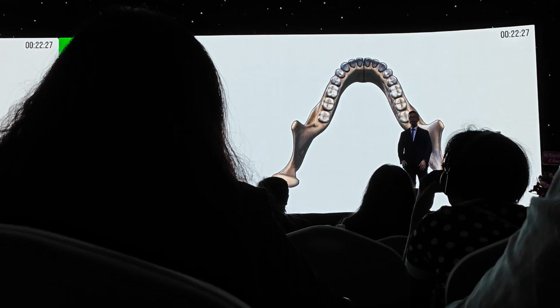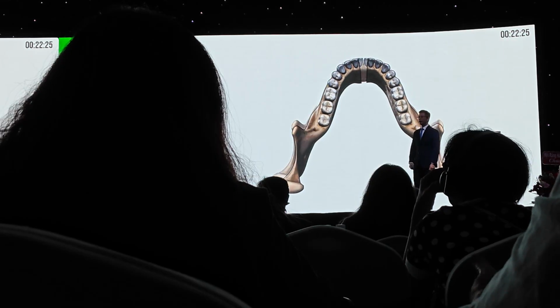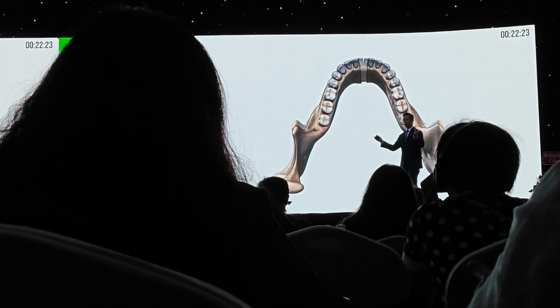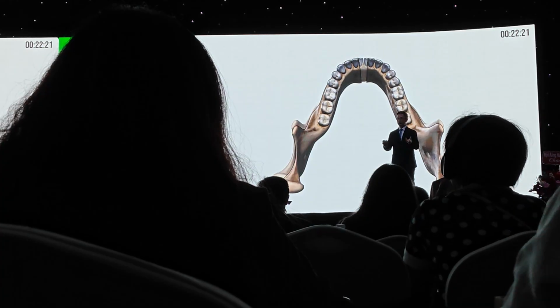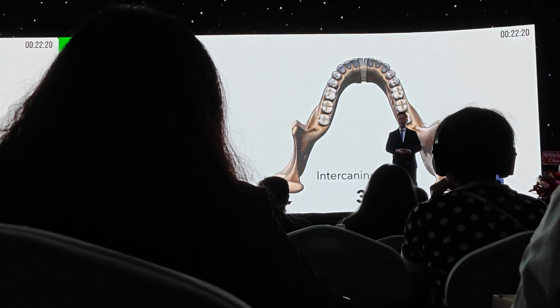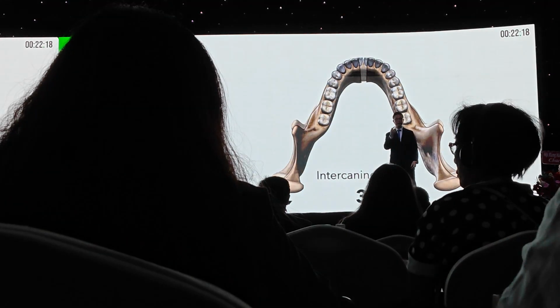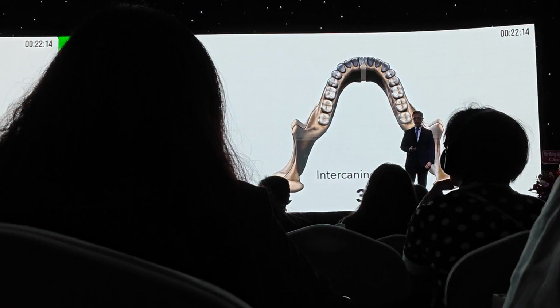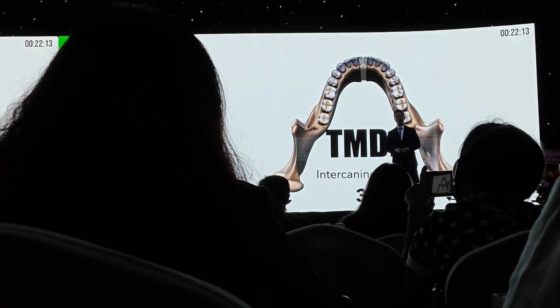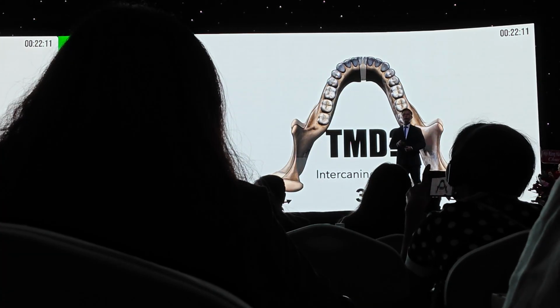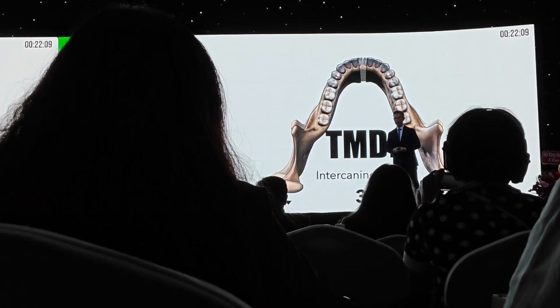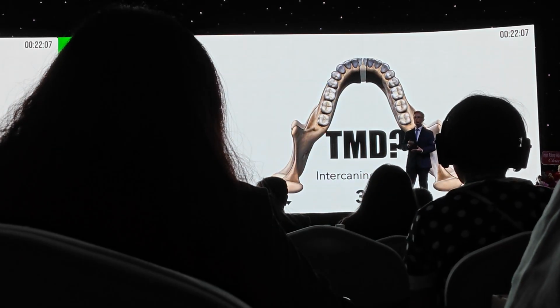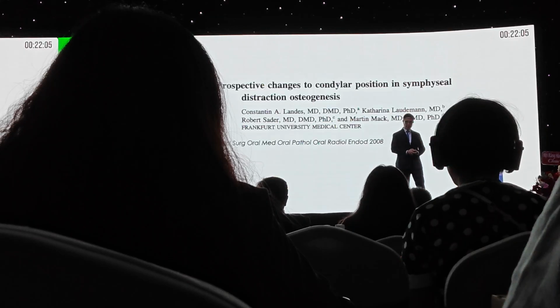But one of the concerns is that when you separate and expand, the TMJ condyle is going to rotate distally and medially. So if you expand the intercanine width by 6 millimeters, the condyle will rotate about 3 degrees, and that can cause a TMJ issue. So you have to screen for TMJ symptoms before we plan these types of surgery.